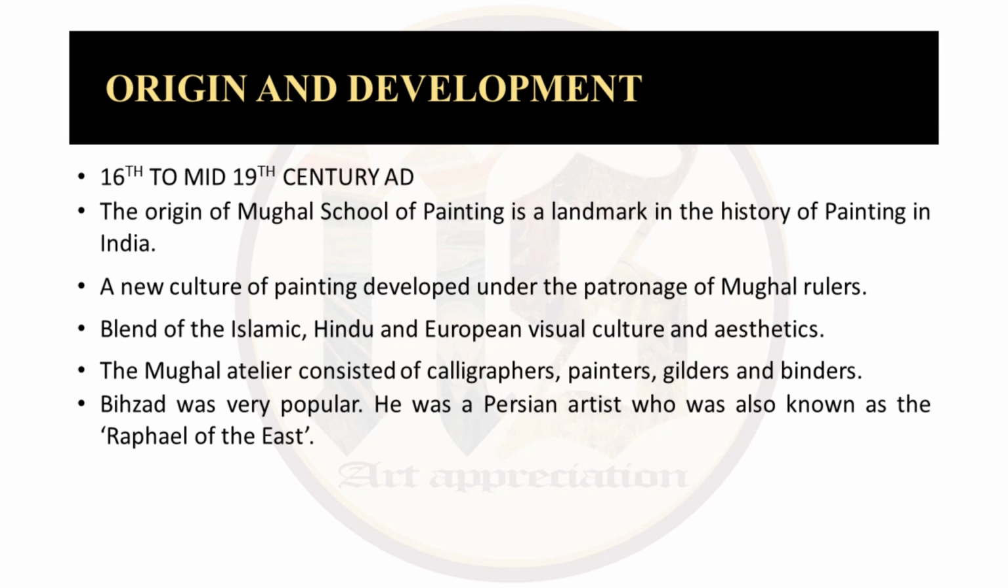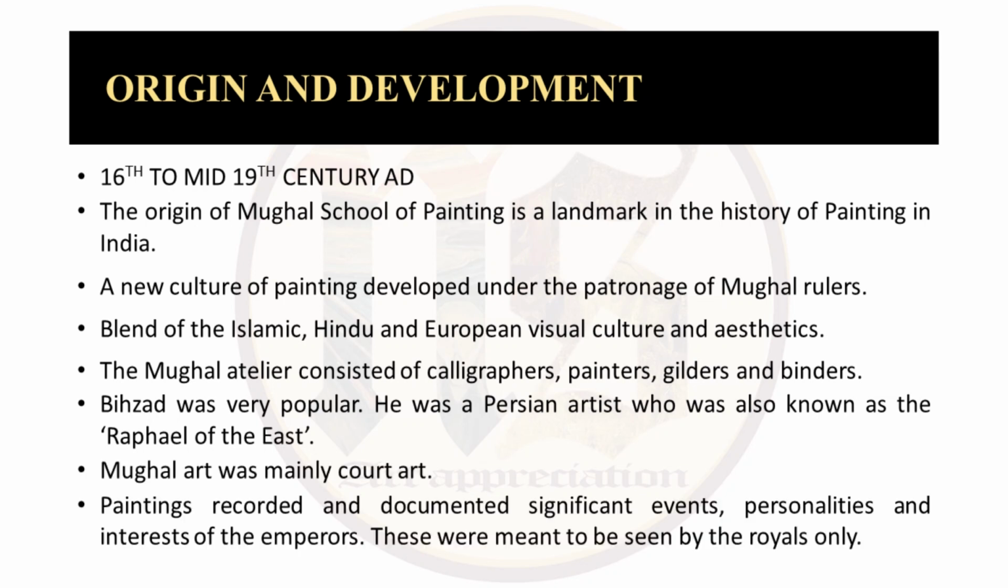Behzad was a very popular artist of that time. He was a Persian artist who was also known as Raphael of the East. He was a great painter who worked in the court of Sultan Hussain Mirza and later in the court of Safavid ruler Shah Ismail. An important thing about Mughal art was that it was mainly a court art.